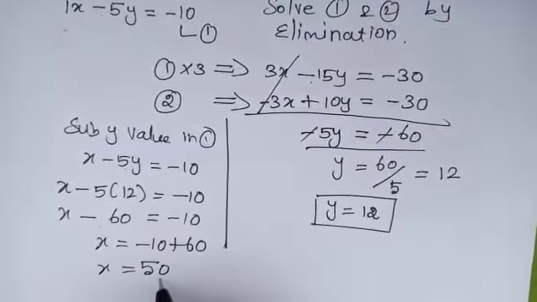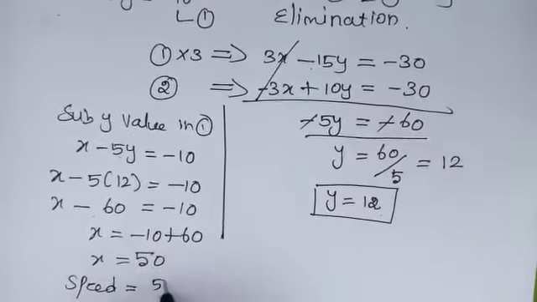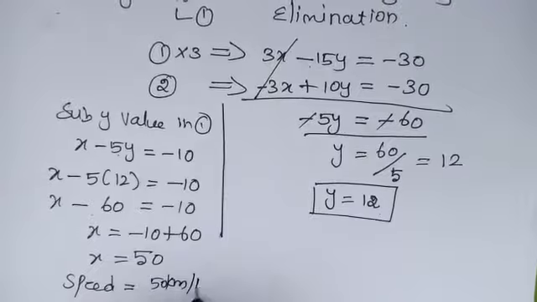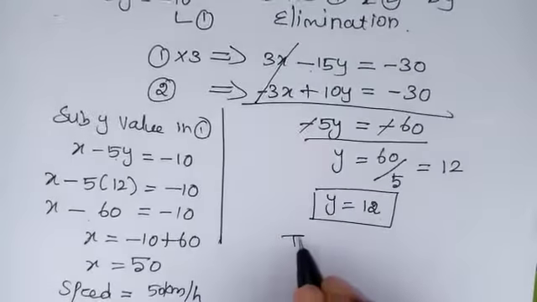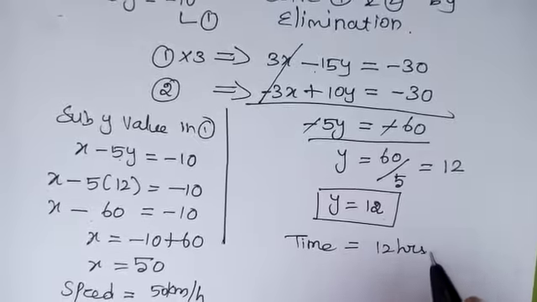So x is nothing but the speed we have taken. So that usual speed is 50 km per hour. And y is the time we have taken already. So the usual time taken is 12 hours. So that is what the question is asking.